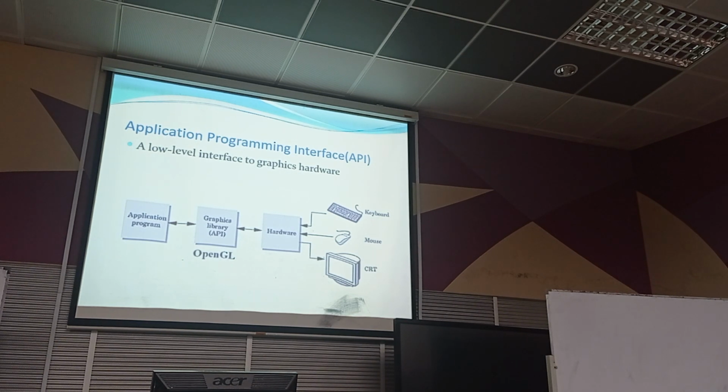You can see the interface here. You have your program here, the program that you're going to write later, your OpenGL program. OpenGL is in the middle, connecting your program with your hardware. Your hardware is your devices, your keyboard and mouse to get the input, and then the output to your LCD screen.